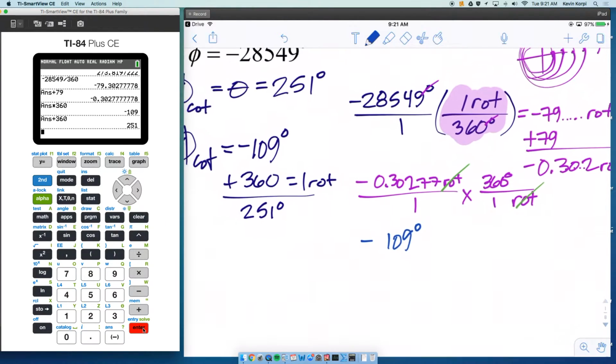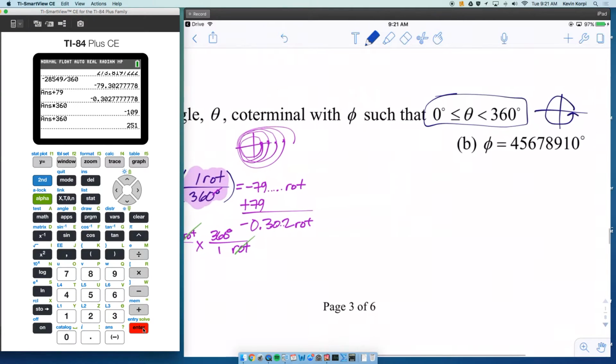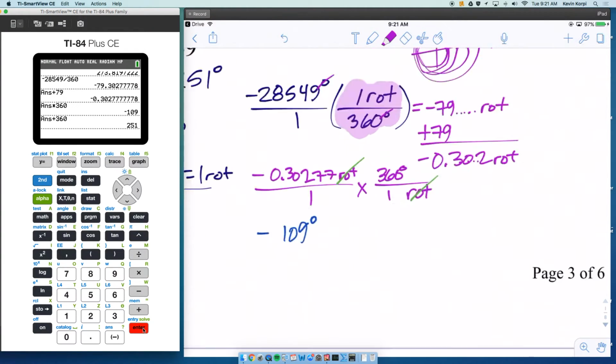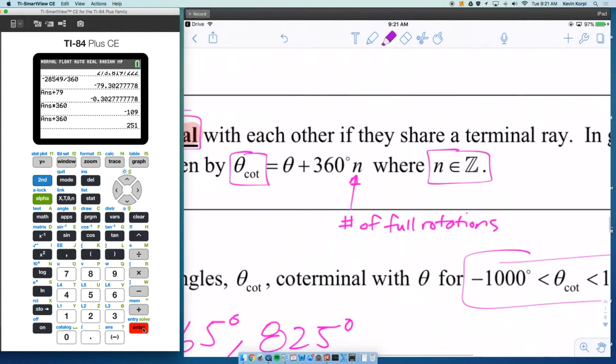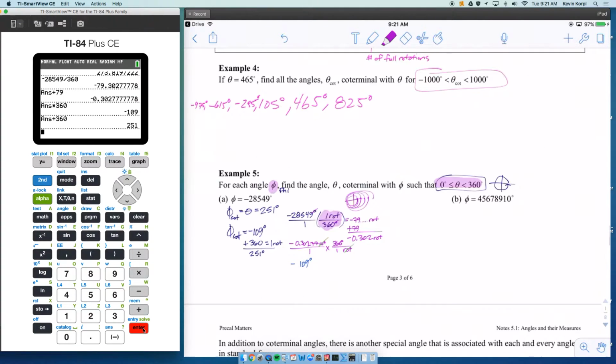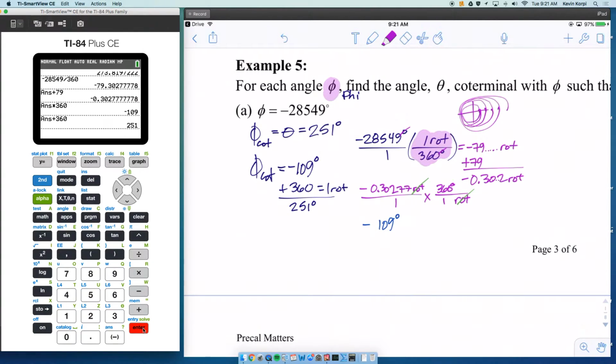And then negative 109, of course, is coterminal, but the question asks us to find the positive one between 0 and 360, so we just add one more rotation to it. And remember, that works because we said to get any coterminal angle, you just keep adding full multiples of 360. All right? Now, that's one way to do it. That's what I would recommend. But again, if you have time and you're bored, you can just keep saying plus 360, and then enter, enter, enter until you get to that first angle that's between 0 and 360.